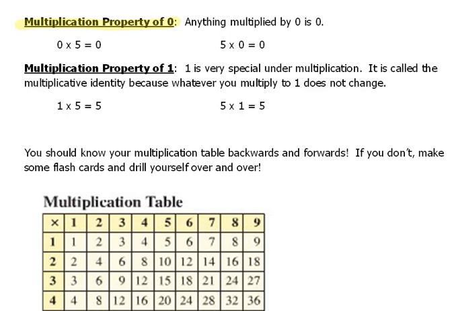We also have what's called the multiplication property of 1. Now, 1 is a very, very special number for multiplication. It's called the multiplicative identity because whatever you multiply by 1, it doesn't change it.